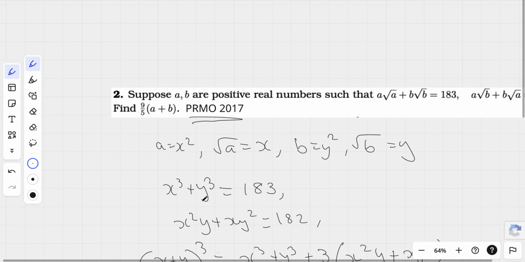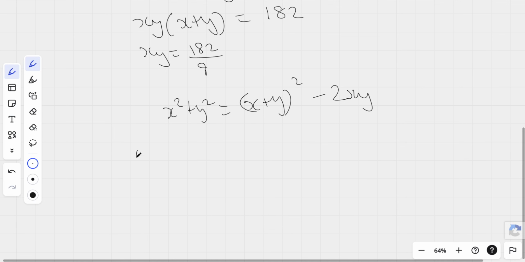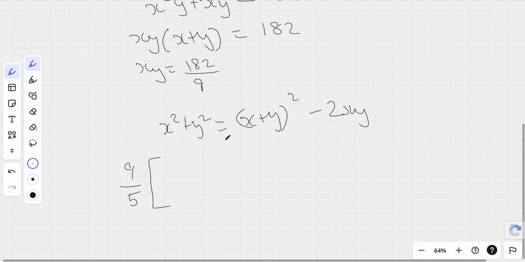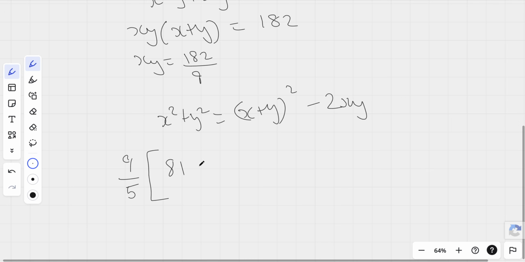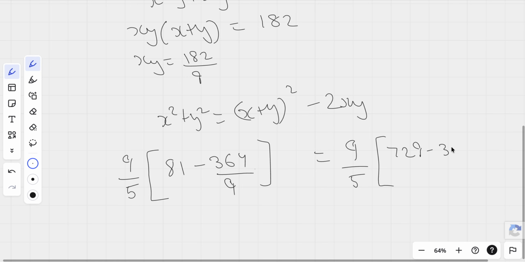So we have to find 9 by 5 of this. So I'm just going to write 9 by 5, and inside we're going to write (x plus y) whole square. x plus y is 9, so 81, minus 2xy, minus 364 by 9. So let's simplify this. It becomes 729 minus 364 by 9. We can cancel out these 9s here.